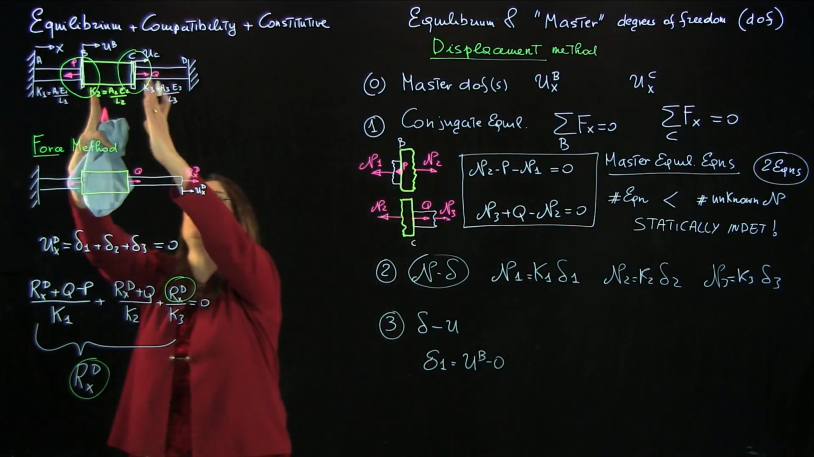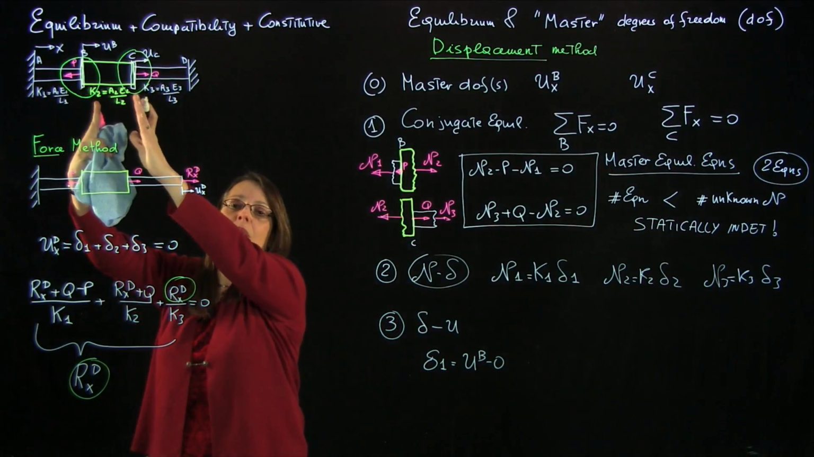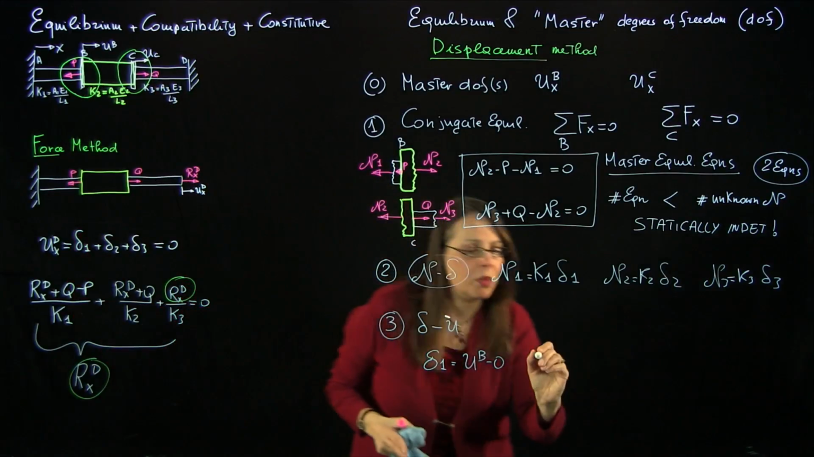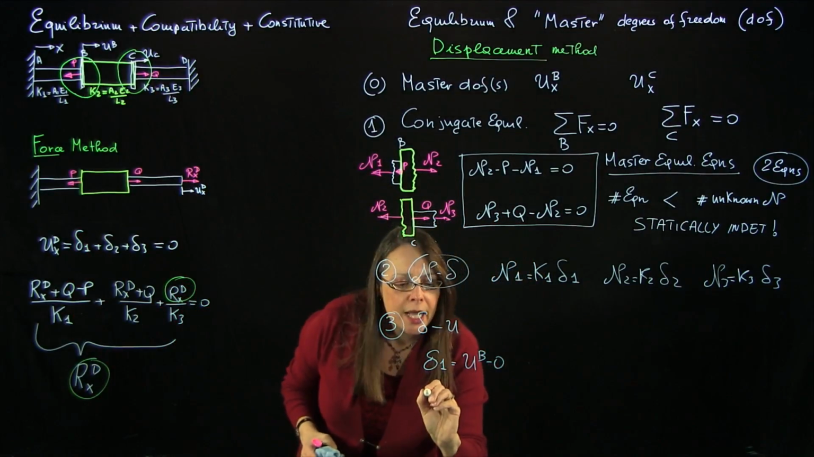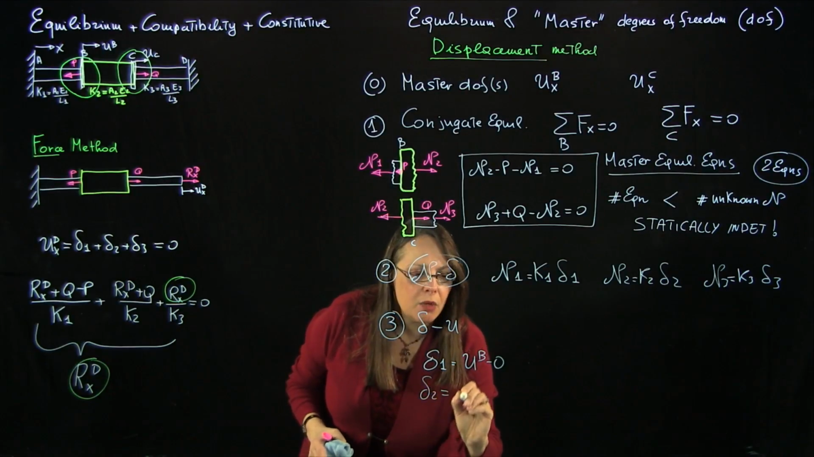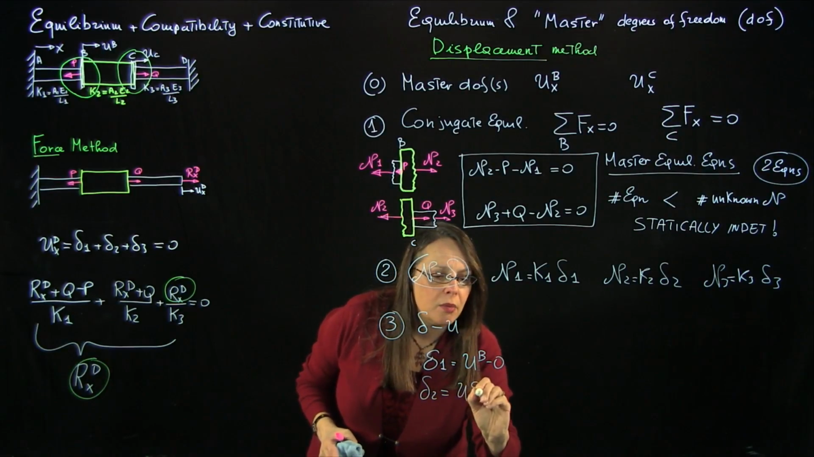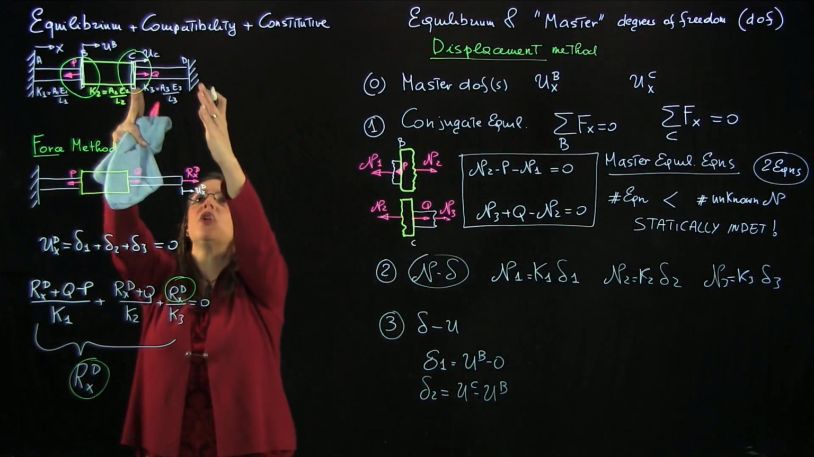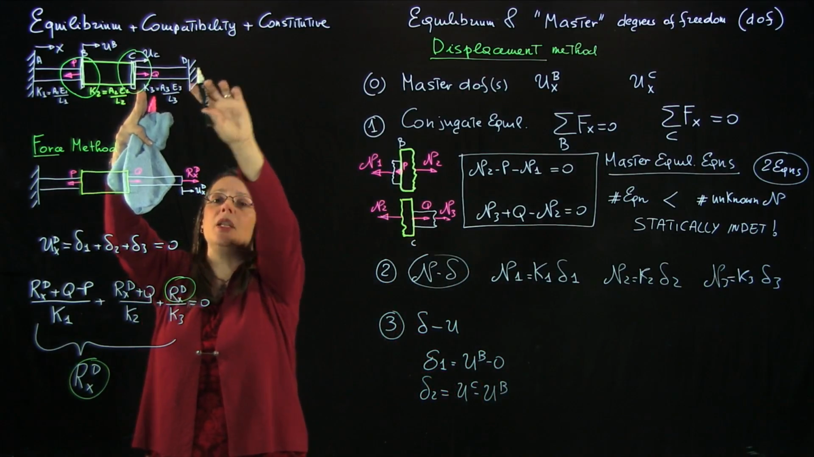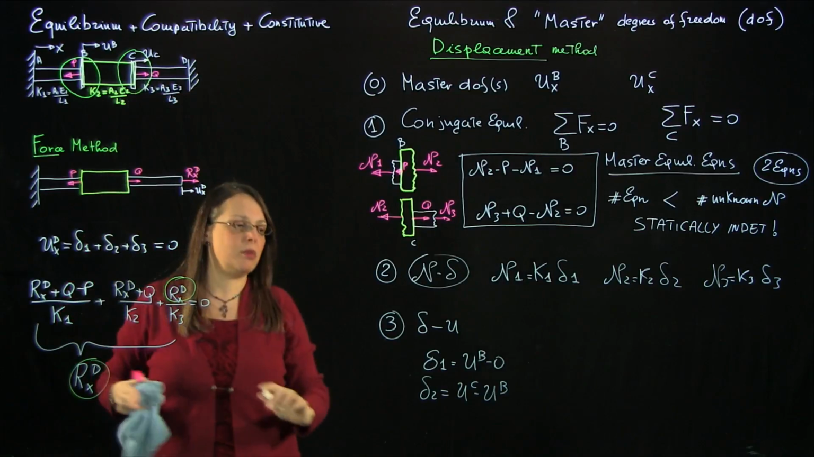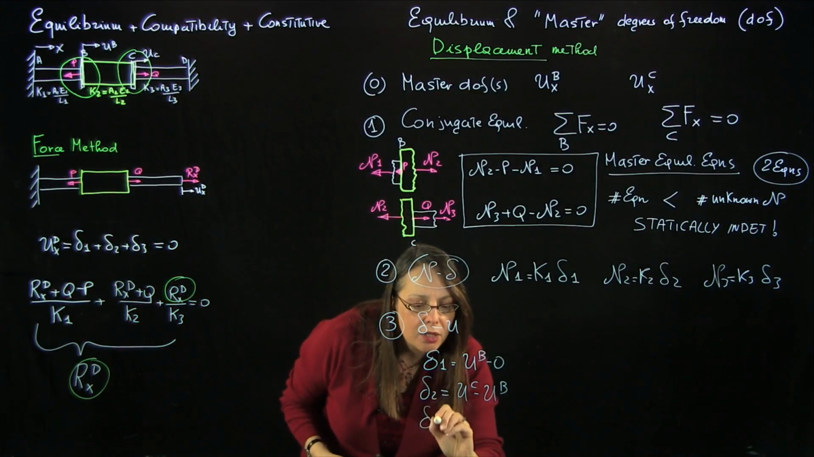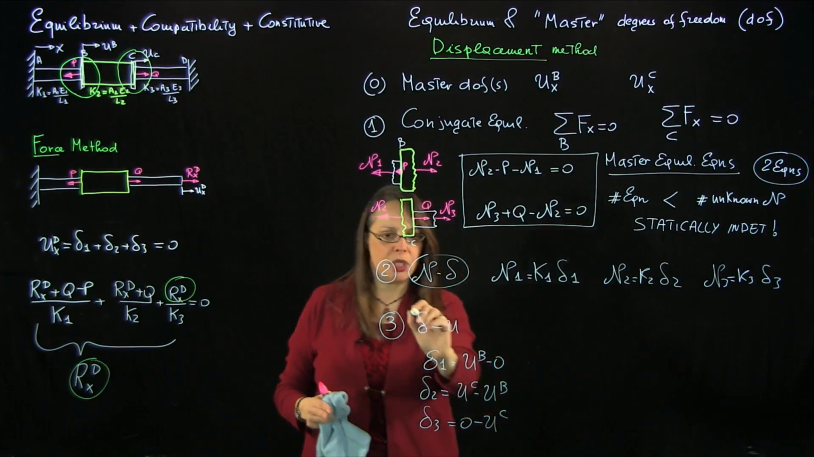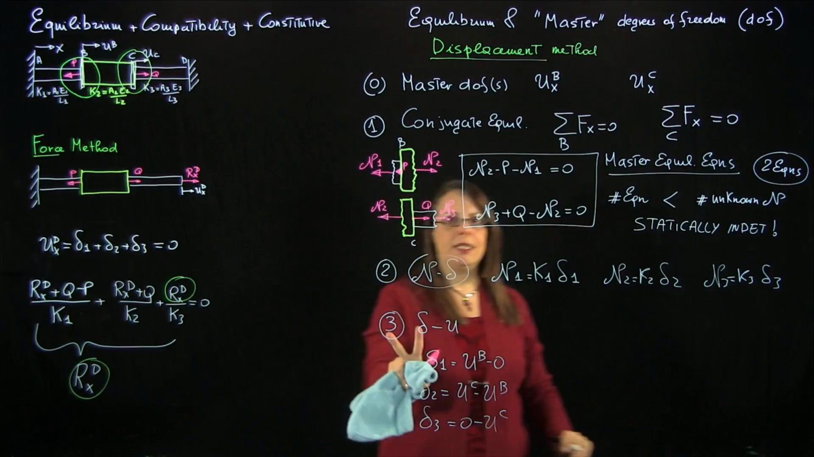Delta 2, the elongation of bar 2, is the displacement at the end of the bar, which is UC, minus the displacement at the beginning of the bar. So I can write that delta 2 is equal to UC minus UB. And the elongation of bar 3 is the displacement at the end of the bar, which is 0, minus the displacement at the beginning of the bar. So delta 3 is 0 minus UC. So this is my third set of equations.